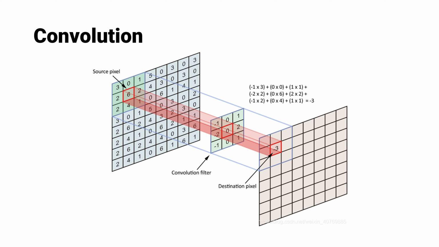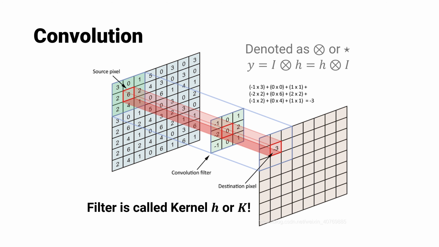This convolution filter in the lingo of mathematics or machine learning or deep learning is called a kernel, and can be represented by H or K, depending on which community you're talking to. This is generally denoted by this cross with an O or a star. And in convolution, you can flip the order of the elements and the convolution will still be valid. It will give you the exact same result.